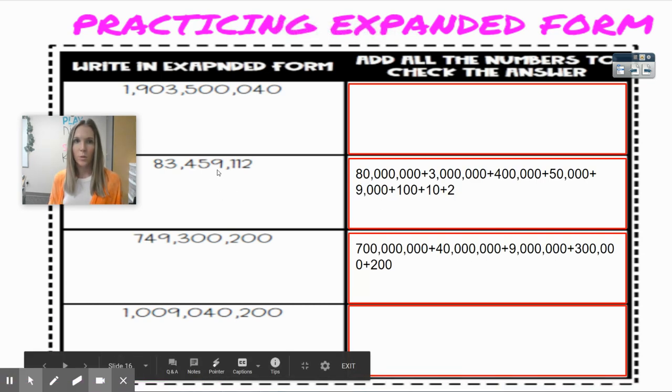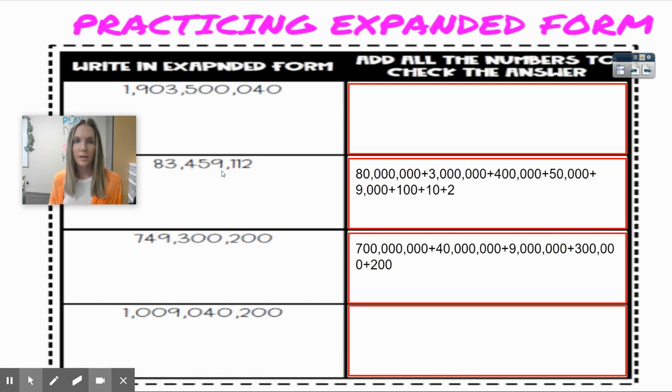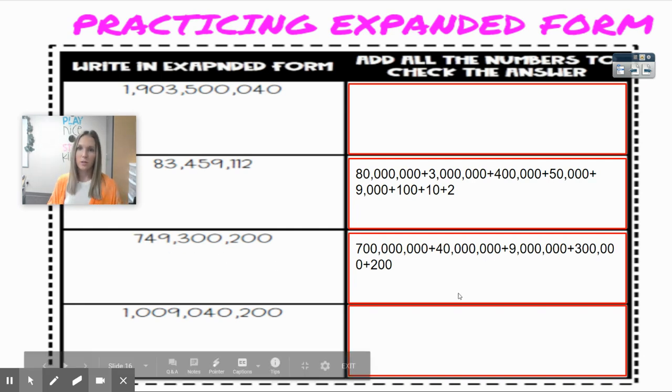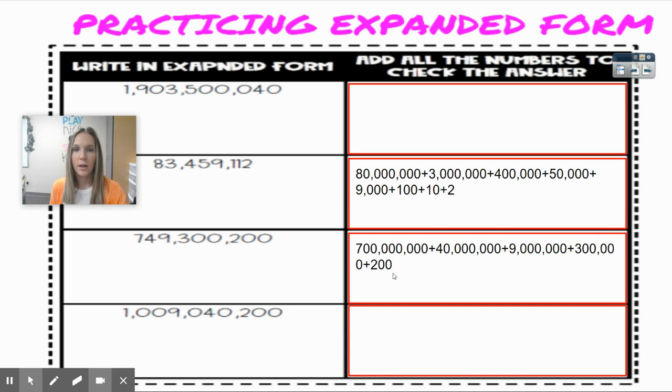Okay, so I'm going to my next place value, the 1,000. There's a 9 as the digit. So I write my 9, everything behind it becomes 0, so there's 9,000. Go to my hundreds, it's a 1, that represents 100. My tens place is a 1, that represents 10. My ones place is a 2. All right, guys, and I want you to double check your answer for 749,300, oh, I'm sorry, 749,300,200. Okay, check your answer. Make sure you got it right, and then we're going to move on to word form.